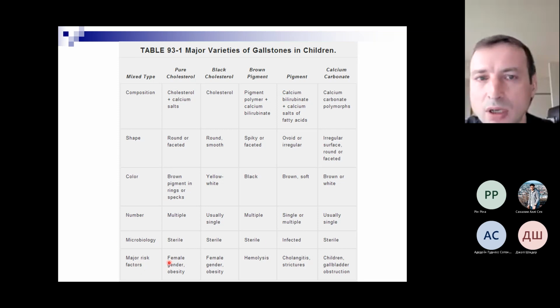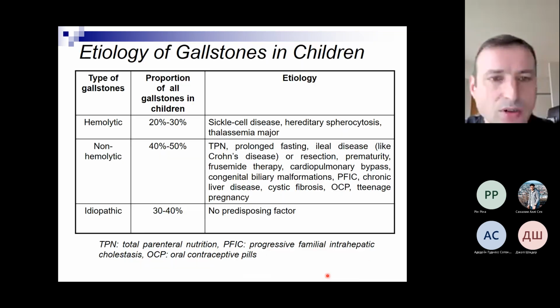Major risk factors: pure cholesterol stones in female gender, obesity; black cholesterol stones in female gender, obesity; brown pigment in hematological problems, spherocytosis, hemolysis; pigment stones in cholangitis and strictures; and calcium carbonate in children caused by gallbladder obstruction.